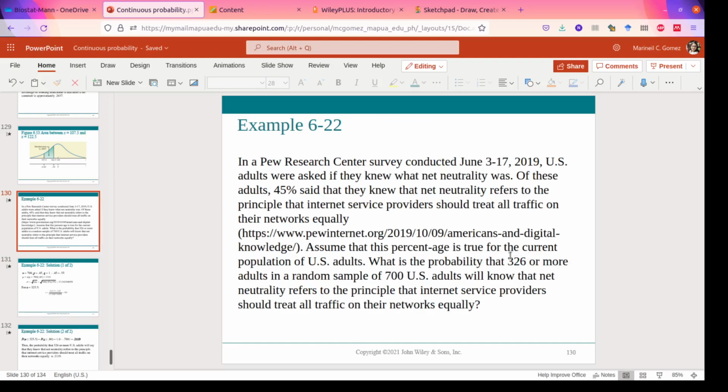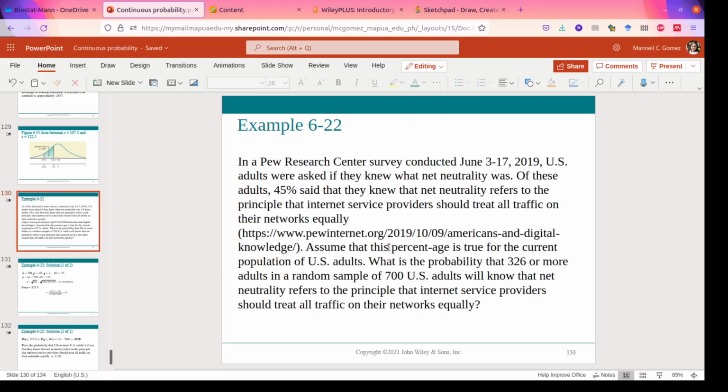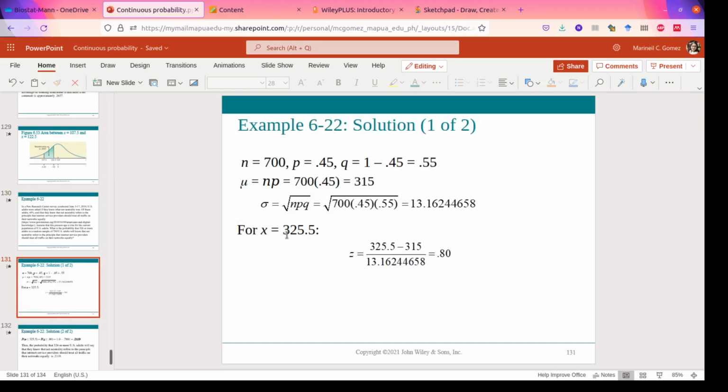So 326 is the lower limit. Now, if we were looking at 326 or less, a maximum of 326, then 326 becomes the maximum limit, so our x becomes 326.5. That's when you would add the 0.5. But the problem states 326 or more, so the lower limit is 326. So it's 326 minus 0.5, or 325.5. That's our value for x. And x, converted to z, gives you 0.80.